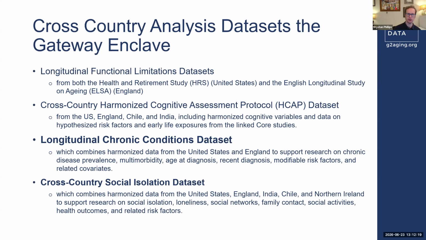And finally, our team has undergone the work of building some cross-country analysis data sets on particular topics that are of interest to researchers and could be very fruitful for use. So we try to combine different parts of the data together into one place. We have two of these, which we launched right at the start of the Gateway Data Enclave about 2 years ago. Those are the Longitudinal Functional Limitations Dataset. This has data from both the HRS and from ELSA on changes in functional limitations over time.